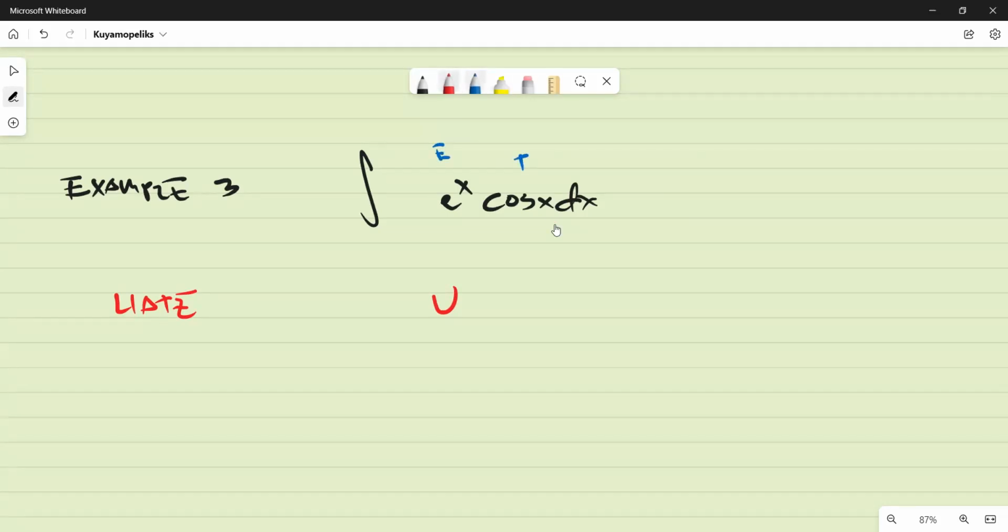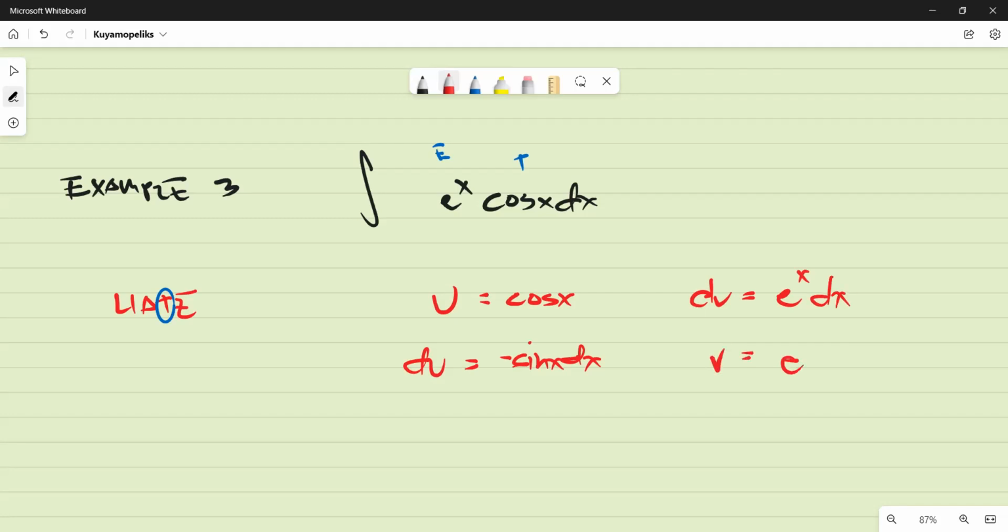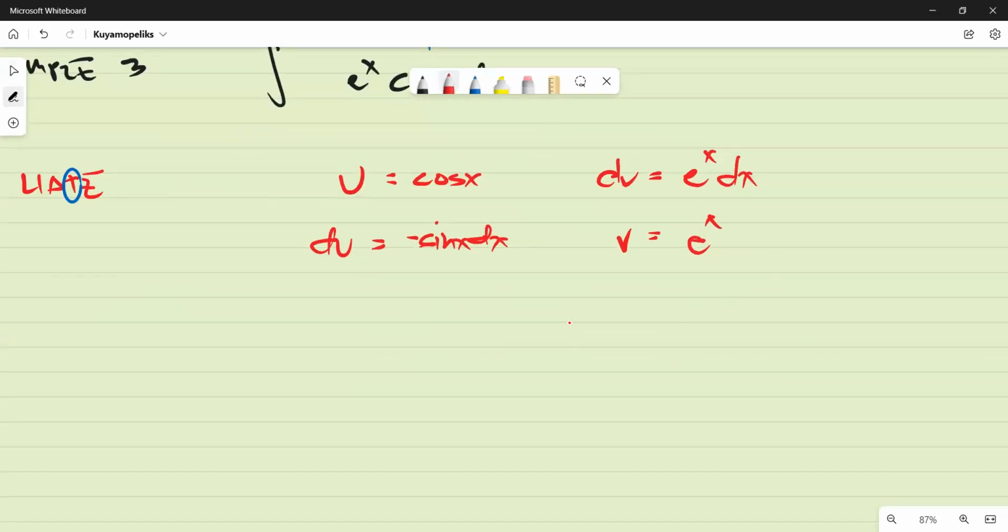Base kay LIATE, ang priority dapat natin si trigonometric. And ang trigonometric natin si cosine x. Ano yung derivative niyan? Ang derivative ng cosine is negative sine x dx. Sa original given, ano yung dv natin? That is e^x dx. And ang integral niyan is still e raised to x pa rin. Okay? So, kompleto na yung ating ingredients.